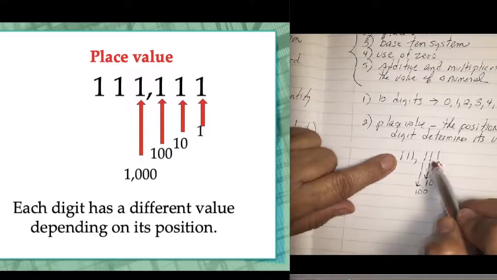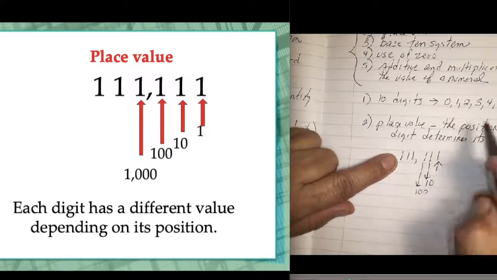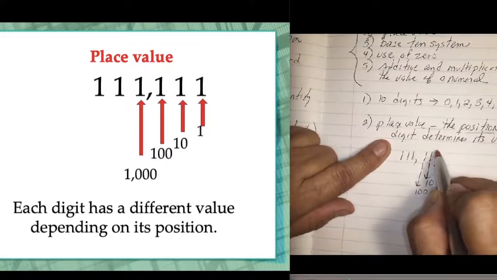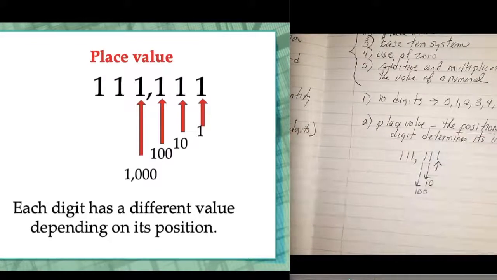So how do I know the difference between these digits? It depends on its position. Where is it located? Is it ones? Is it hundreds? Is it thousands? And so on.